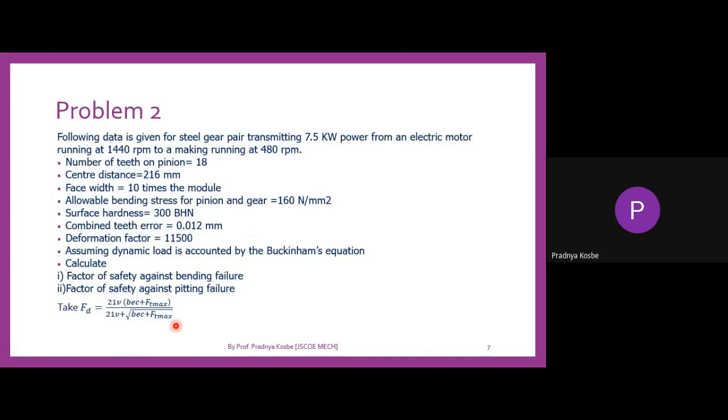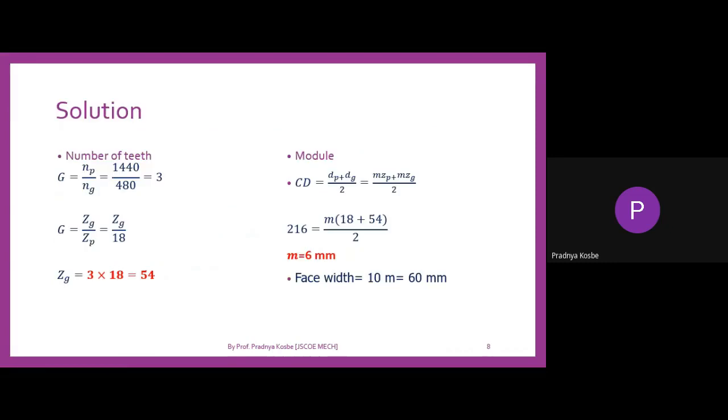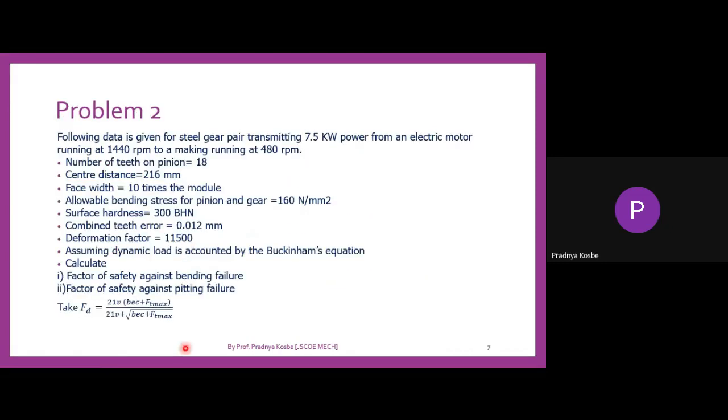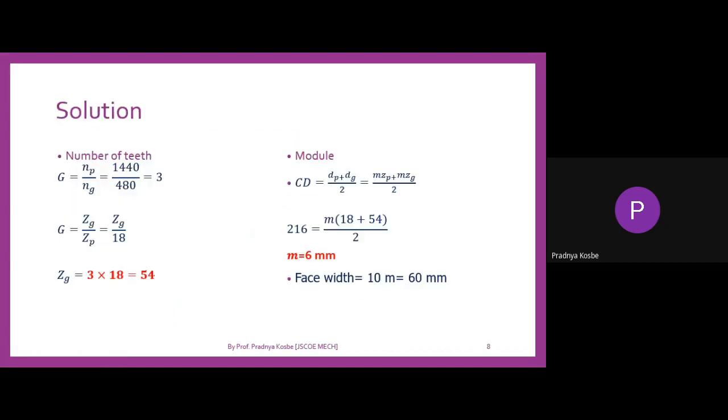Now, in our case, what we have taken? Ft, correct? Because it is from Bhandari. But in a local author book, it is Ft max. So whatever formula is given, you have to use that formula for a dynamic loading by Buckingham's equation. Okay, so here, factor of safety by Buckingham's equation for bending stress and for pitting failure.